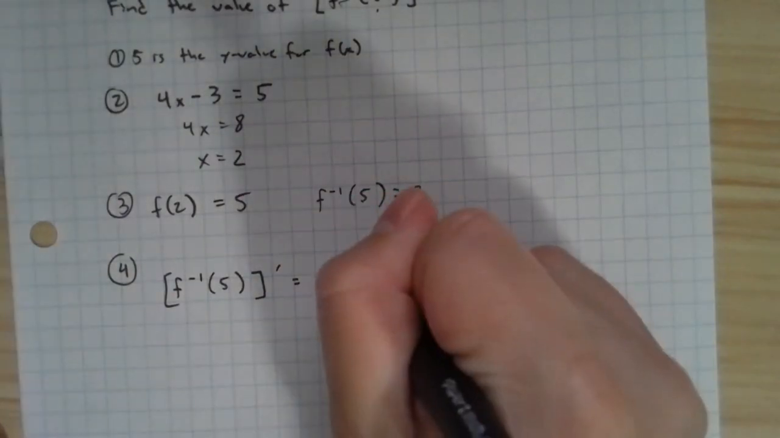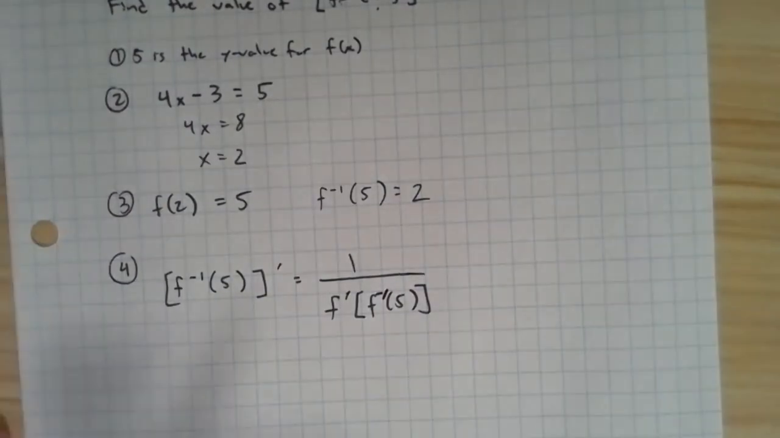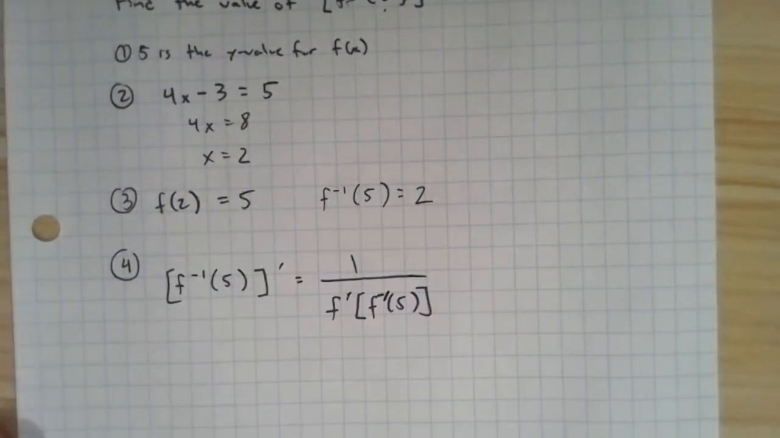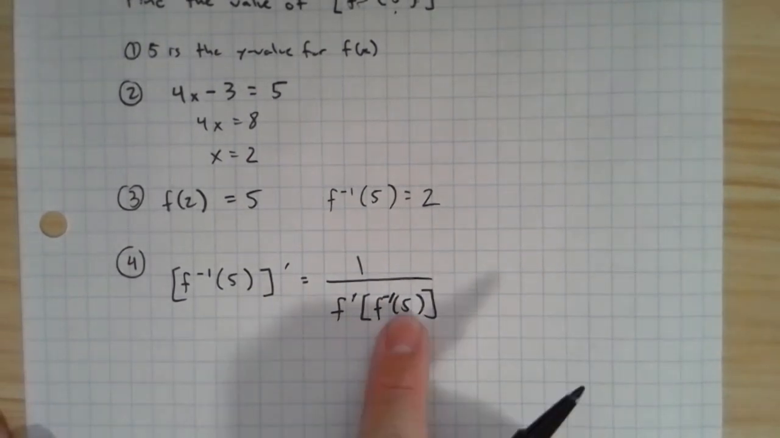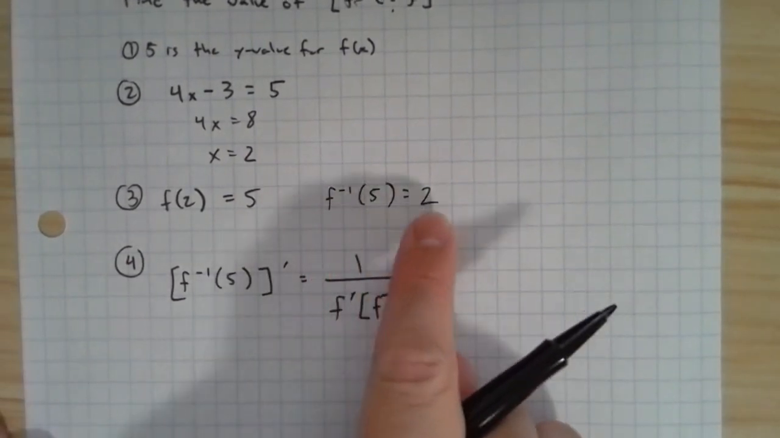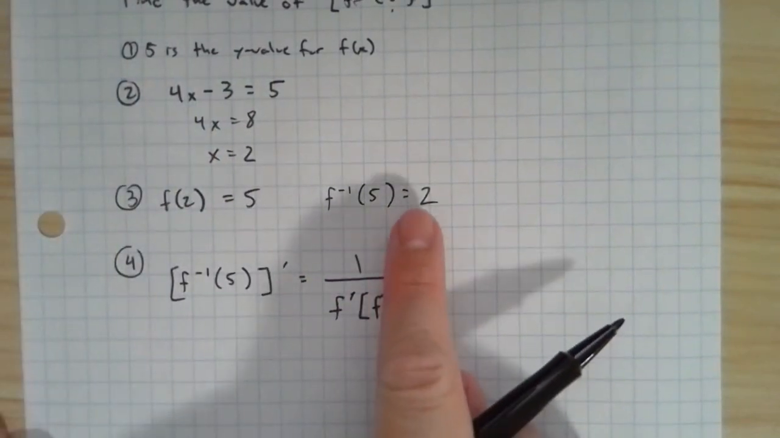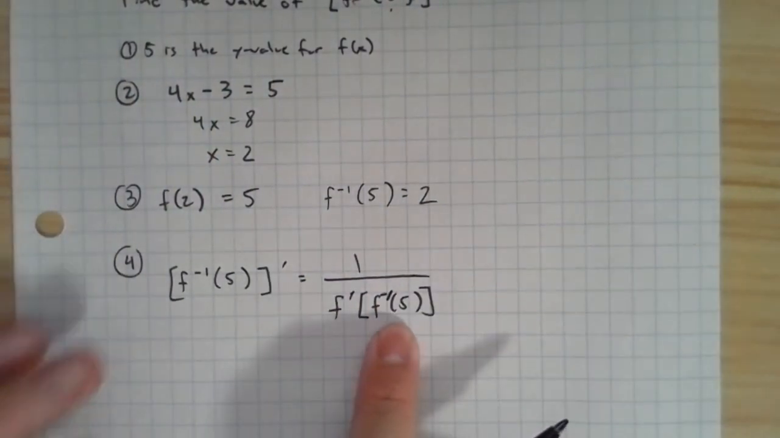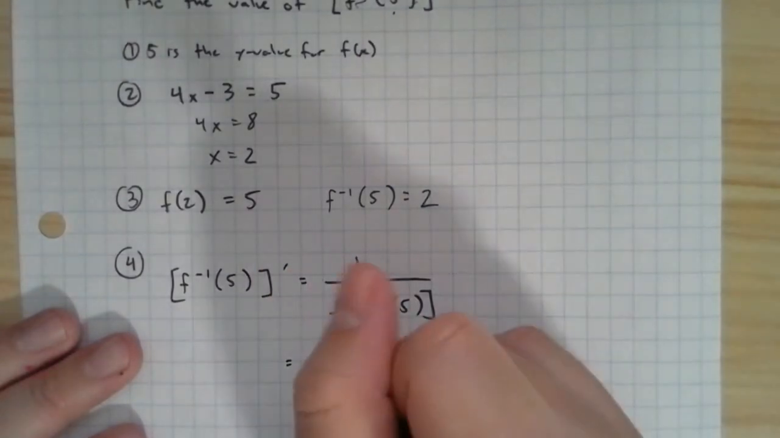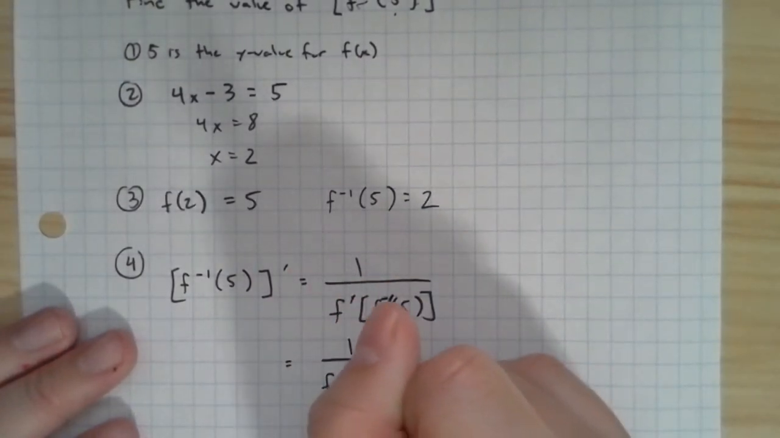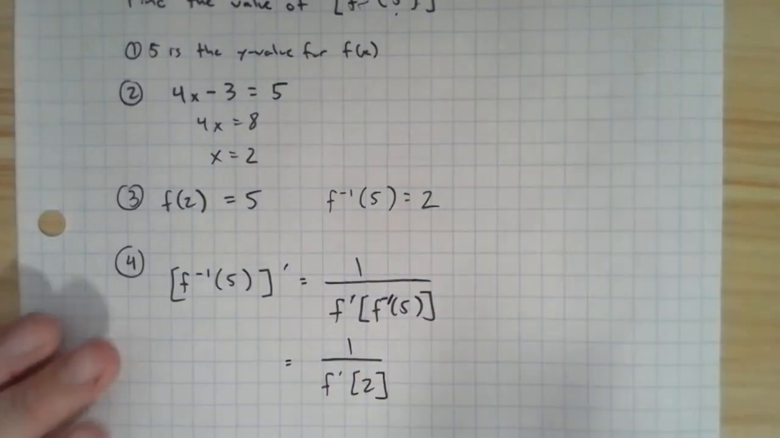Whoops, I put prime in here. F inverse, sorry, I put prime. So that's f inverse of 5. F inverse of 5 is what? 2. Okay, that's what this work in step 2 was. The x value is 2. So then this would be 1 over f prime of 2 then.